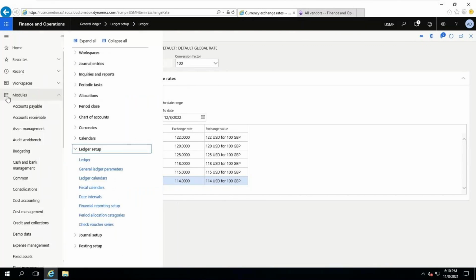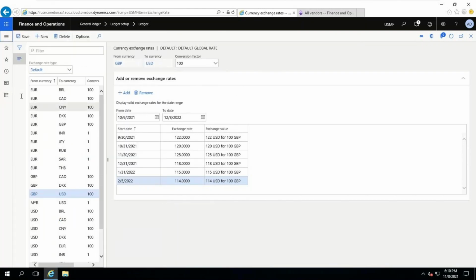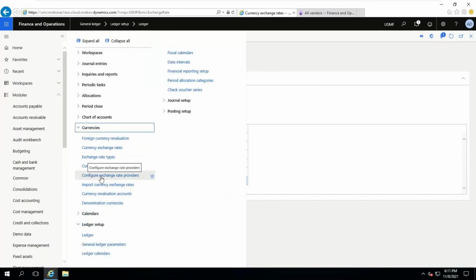One is manual. If it is daily, then we can go for integration with some other application. As I told you, here in these currencies, we have the option to configure exchange rate providers. Using this, we can configure with the website, with the web bank. That we are going to cover in a different session.